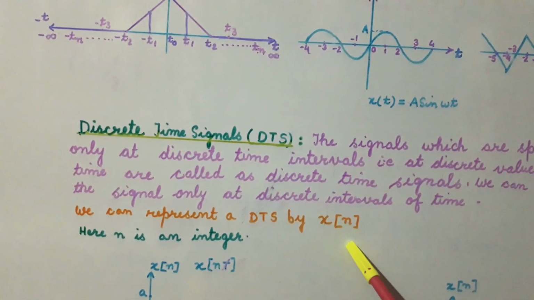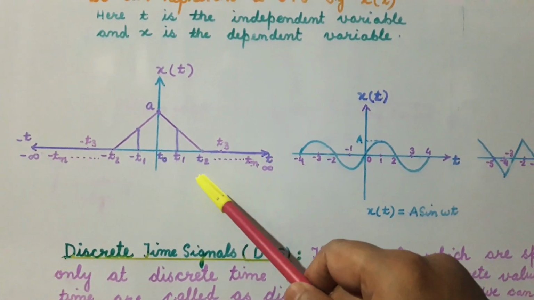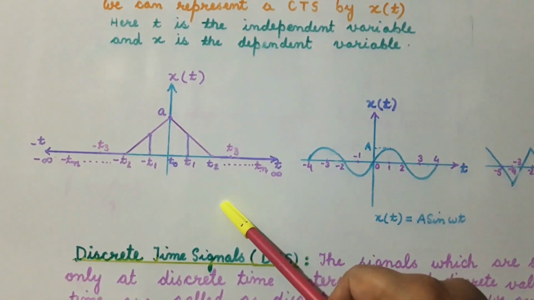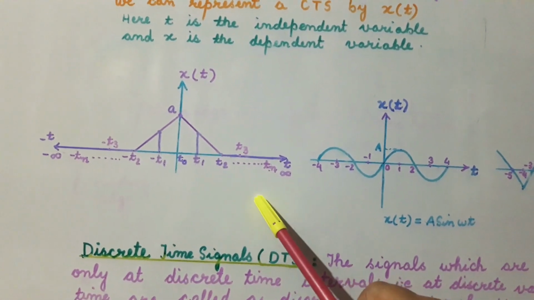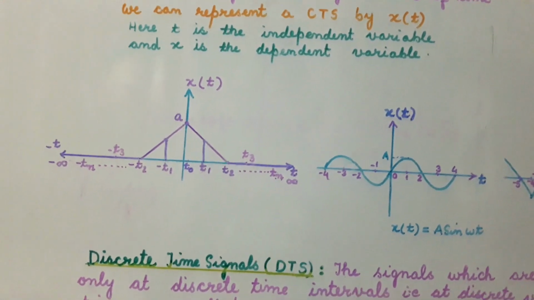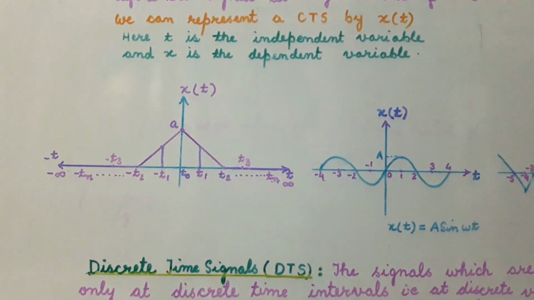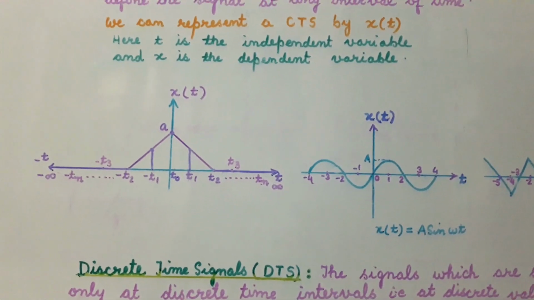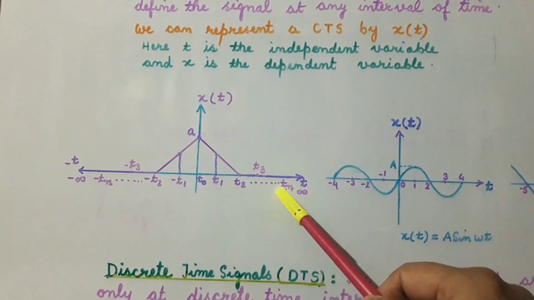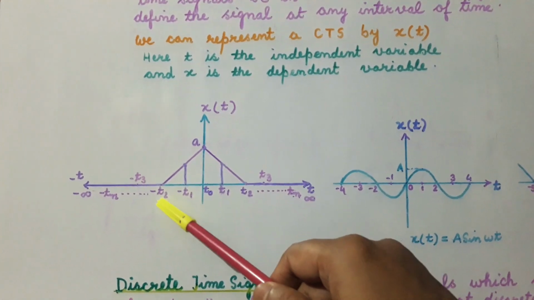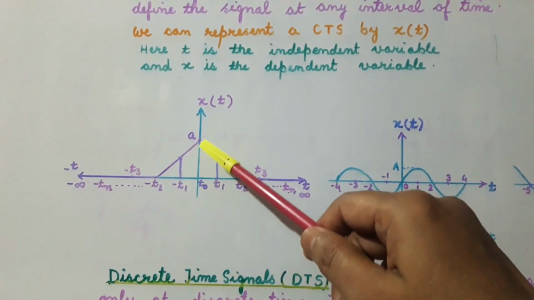Now we will draw the plot of the discrete time signal using the plot of the continuous time signal shown in this figure. From the definition of the discrete time signal, we know that a discrete time signal is specified at discrete time intervals. That is, it is not specified for every value of the time t, but only at discrete time intervals. So let us say that this signal x(t) is specified at t0, t1, t2, t3, t4, similarly at minus t1, minus t2, minus t3 and so on, and let the value of x(t) be A at t0.